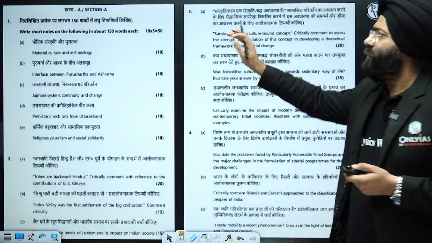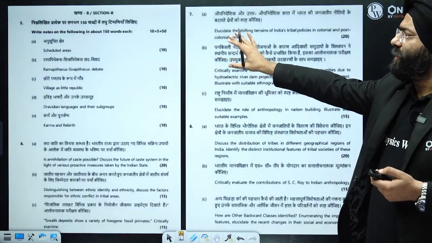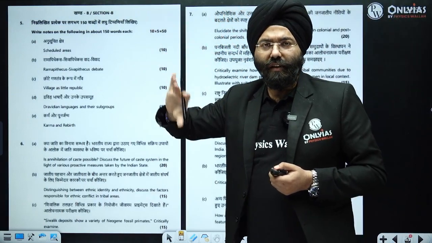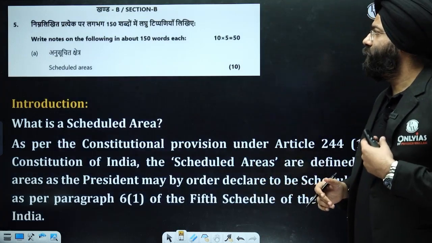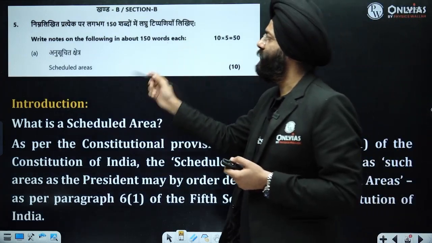Let's begin. This paper has basically section A and section B. We are starting with section B in this part, and then we'll have section A in another part also. Okay, the first question that we have in section B is, what is a scheduled area?